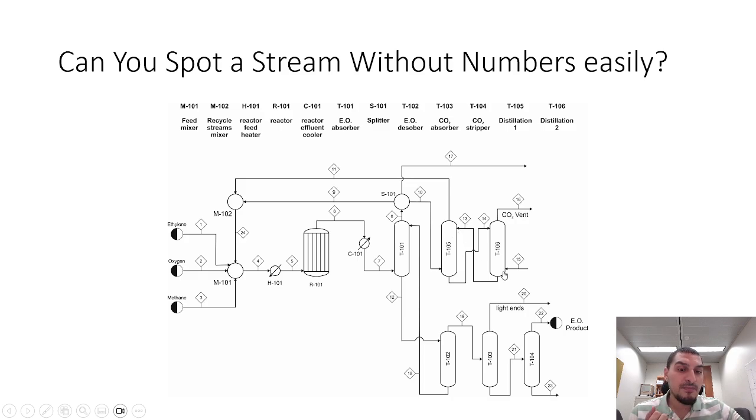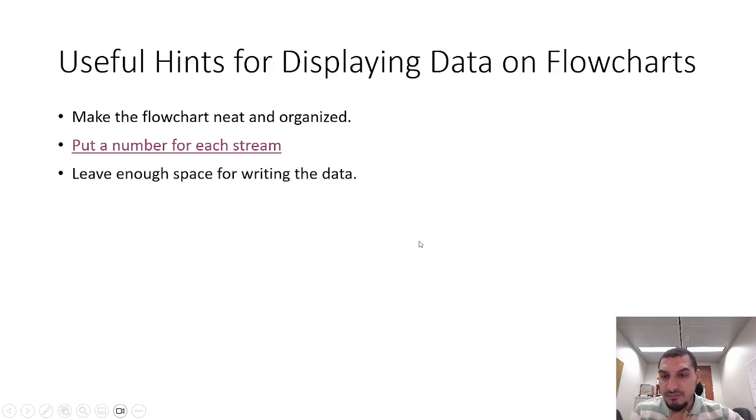While if you don't have numbers, then you need to say that I am interested in the bottom product of column T106, or the stream that is coming from T106 going to 105. So it gets more confusing if it is a bigger flow sheet with more and more units. But numbering the streams will make it much easier to track the streams and identify them easily. So this is a very important hint.